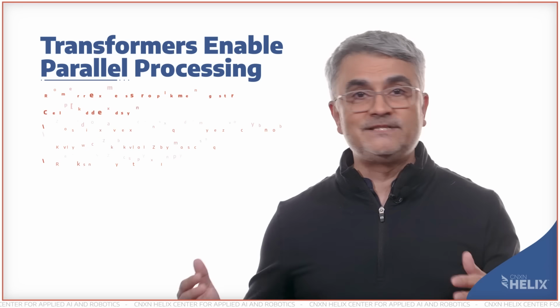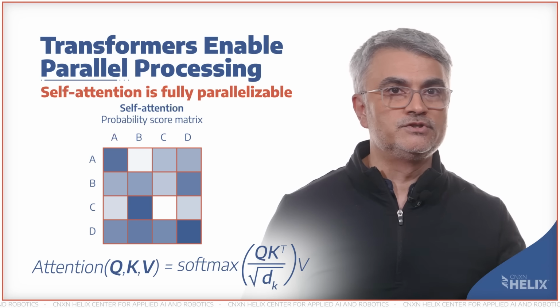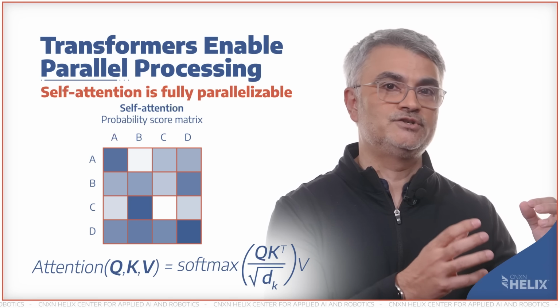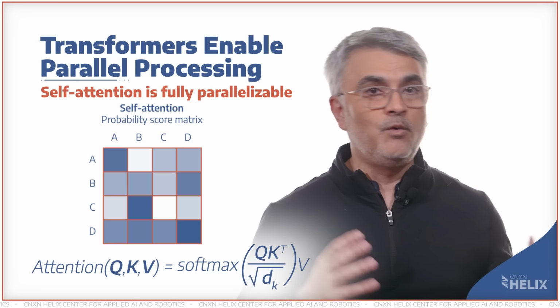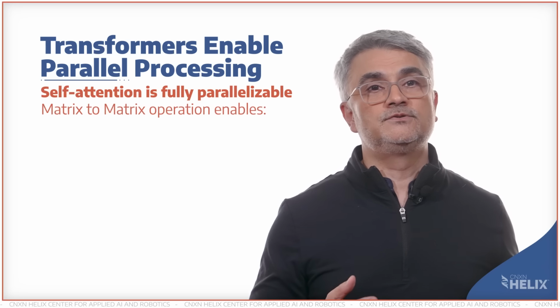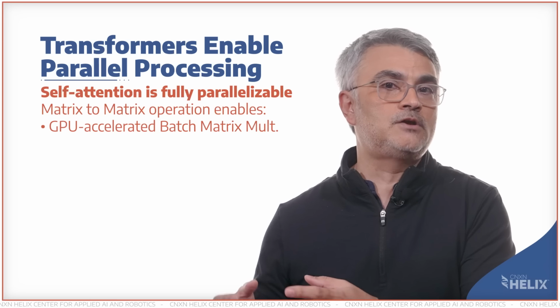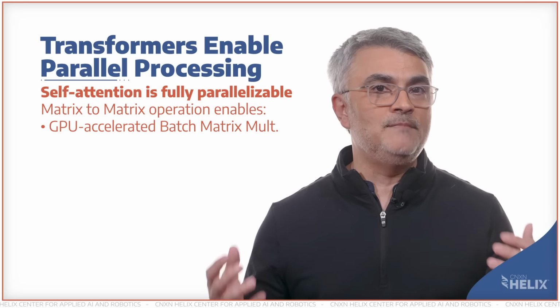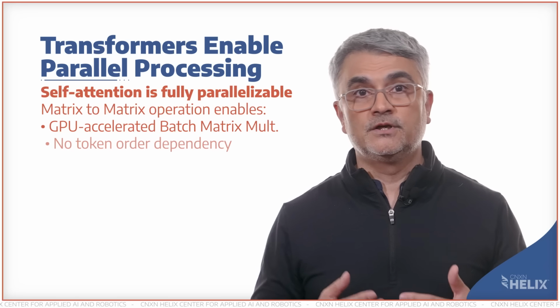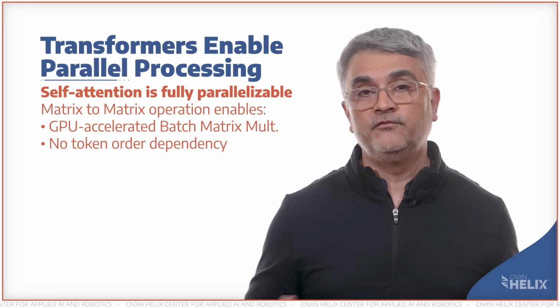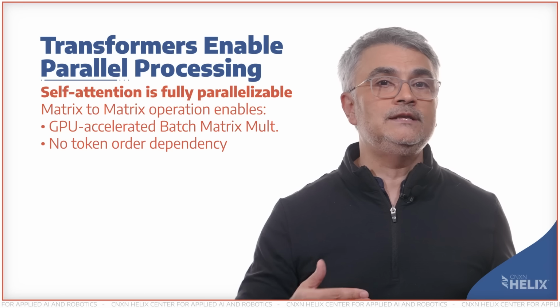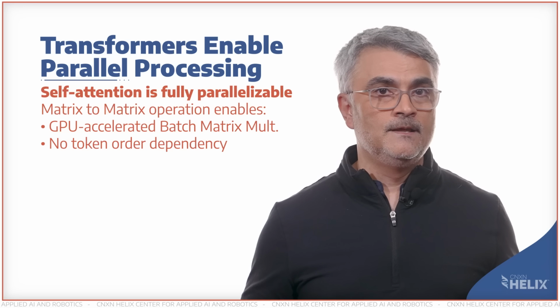Self-attention is fully parallelizable. The core operation, the self-attention operation, computes attention scores between every pair of tokens in a sequence, and they use a particular formula that we'll put up on the screen as well. And this is essentially a matrix-to-matrix operation. What this enabled us to do is apply GPU-accelerated parallel computation using batch matrix multiplication. There was certainly no dependency on token order for forward computation, and every token can be updated simultaneously.